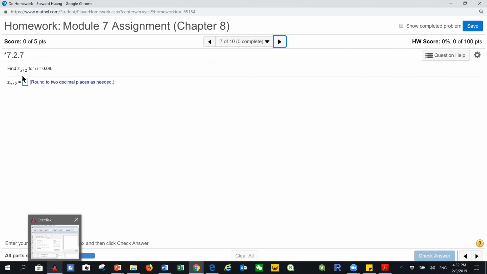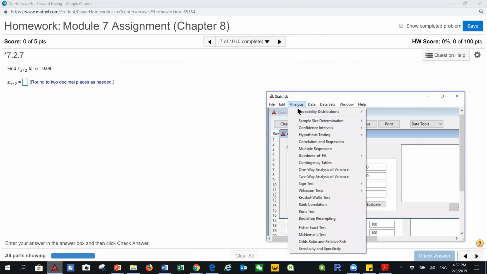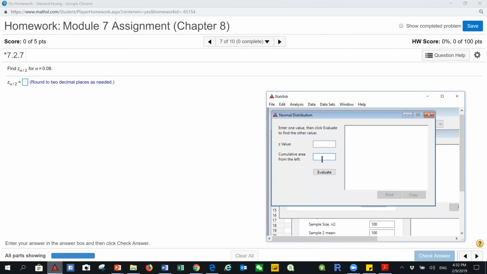All right, so if alpha is 0.08, here is a way to calculate alpha over 2. Alpha is the sum of the two tails, so to calculate alpha over 2, divide alpha by 2, which is 0.04. You can use Excel, go to analysis, probability distribution, normal distribution, and plug in cumulative. In this case, 0.04 is the area to the right of Z alpha over 2, so the area to the left should be 0.96. That will give you the Z you need.